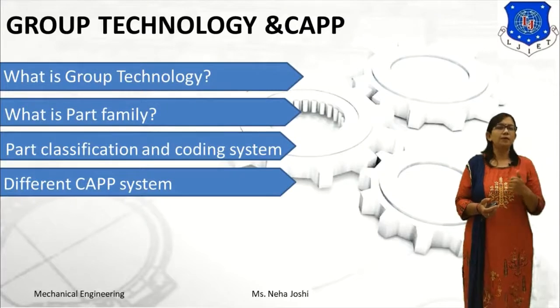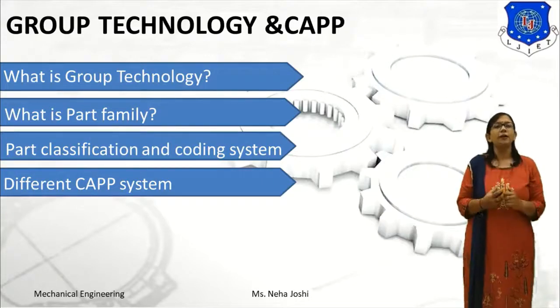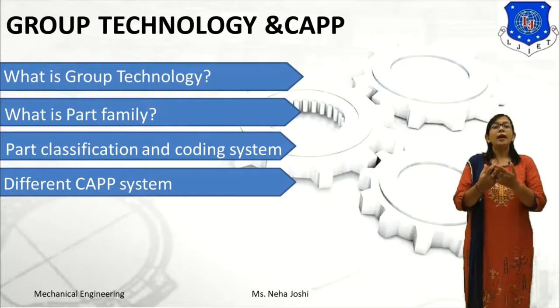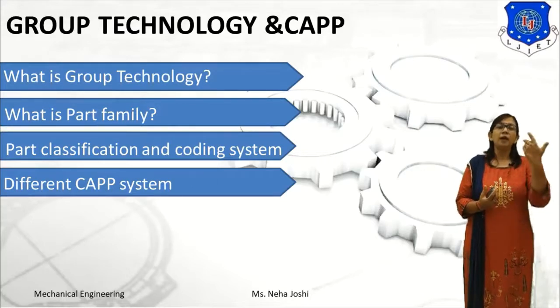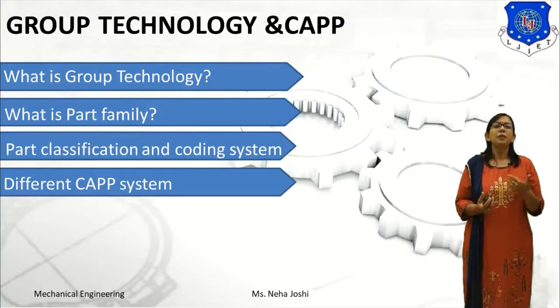Fourth chapter in our syllabus is group technology and CAPP. Now what is group technology? Group technology is a manufacturing philosophy in which similar parts are identified and grouped together as a part family in order to take advantage of their similarities in design and manufacturing. And CAPP means Computer Aided Process Planning. In this chapter, we will cover different topics like what is group technology, what is part family, part classification and coding system, different CAPP systems.